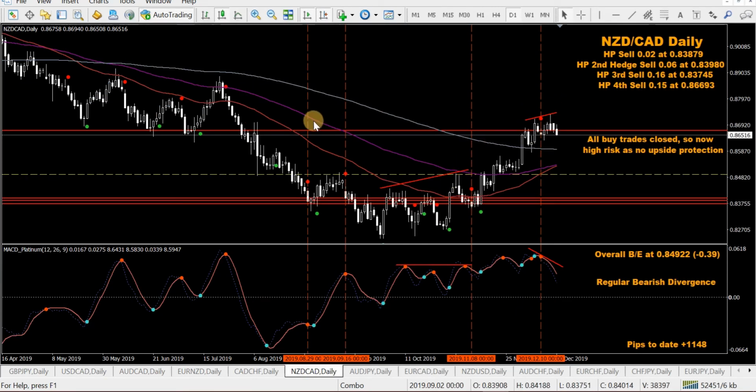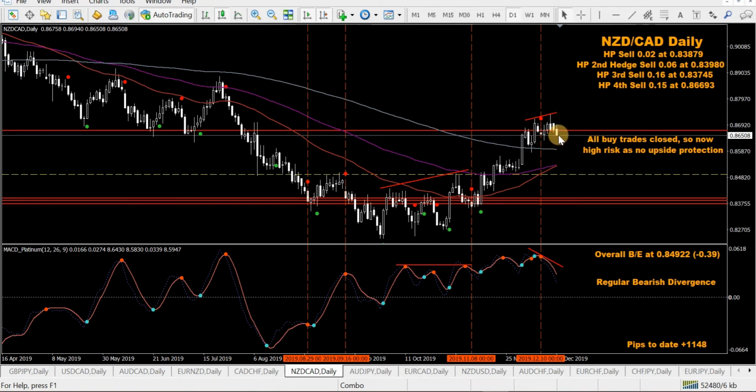New Zealand CAD, again similar to that Euro New Zealand, just the other way round. I've closed all my buy trades. High risk is no upside protection. So I've got sell down here, sell down here, sell, sell. Got a few pips in the bank. There's my overall break-even. It's just here. It's not that far away. You can read my notes.